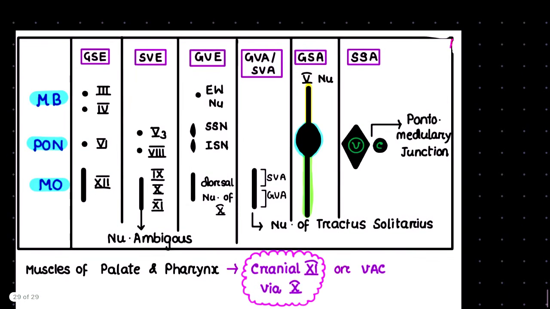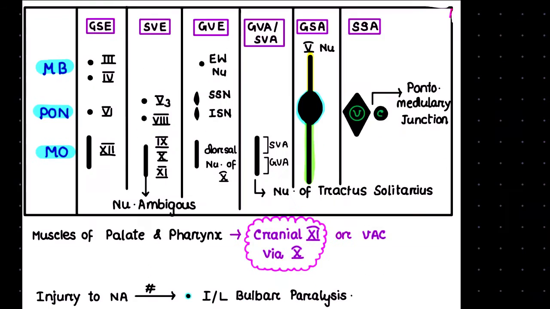Now talking about our special visceral efferent. If you remember, special visceral efferent supply the muscles from the pharyngeal arches. These are supplied by the mandibular nerve, the branch of the trigeminal nerve, and its nucleus is present in the pons.